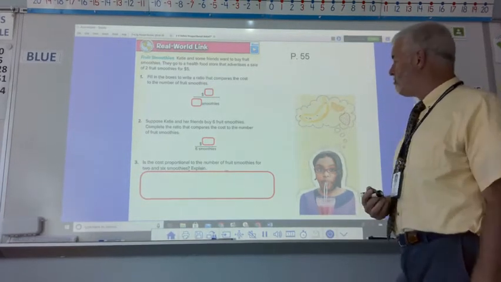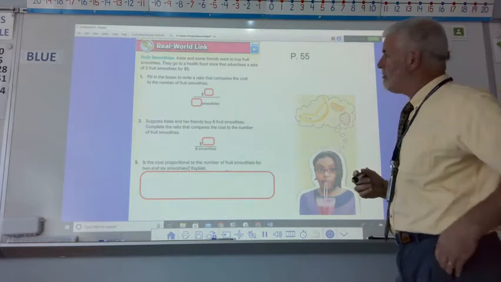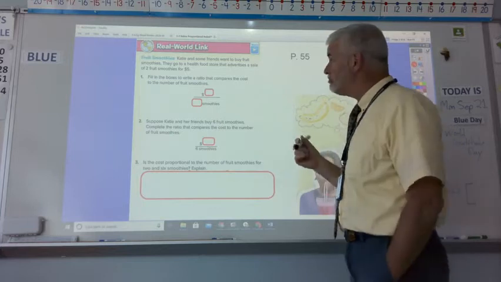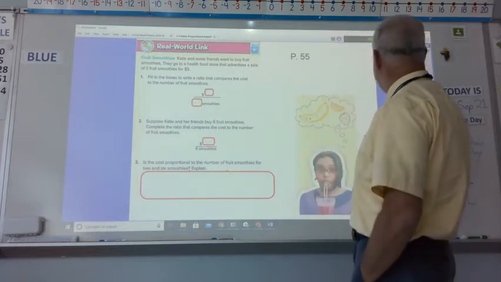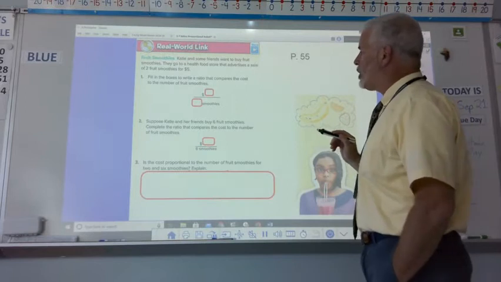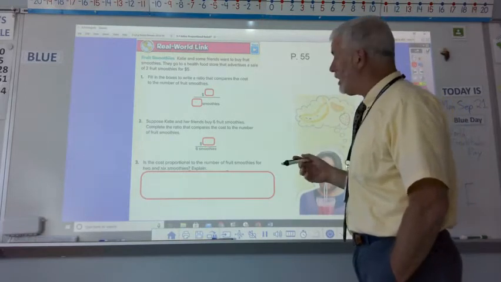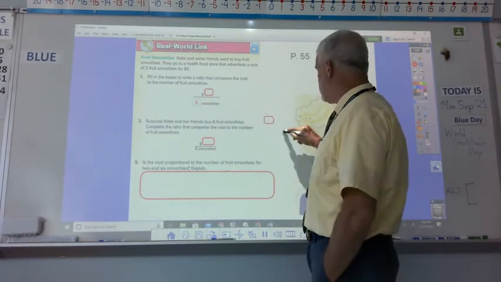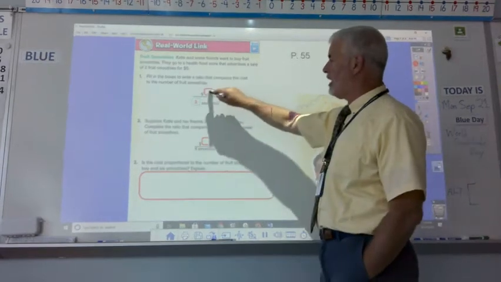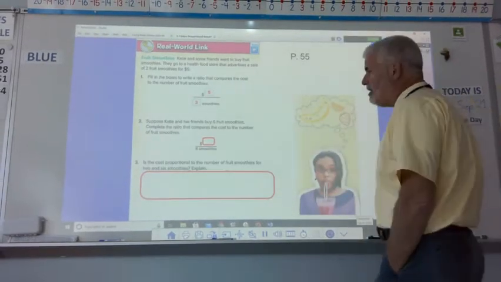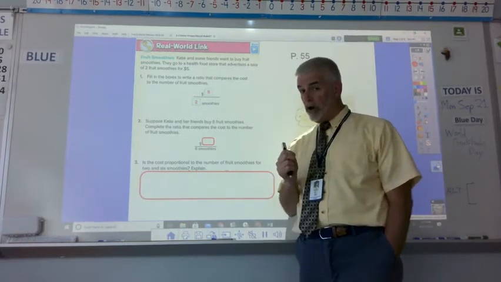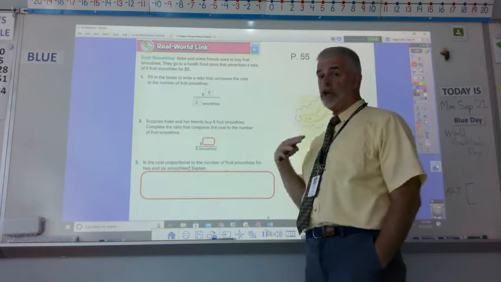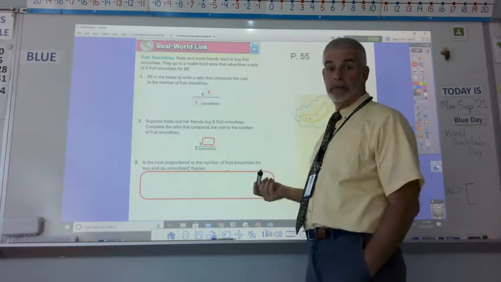Katie and some friends are going to buy some fruit smoothies. You go to the health food store, and they're having a sale, 2 smoothies for $5. So fill in the boxes to write a ratio that compares the cost to the number of smoothies. If they're going to buy 2 smoothies, that is going to cost them $5. Pretty easy to fill those in. By the way, make sure you are following along in your workbook as we go through this lesson. Every lesson where we use the workbook, you should be following along and filling in all the blanks.